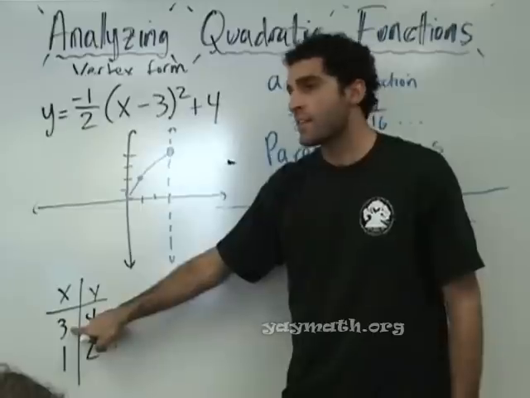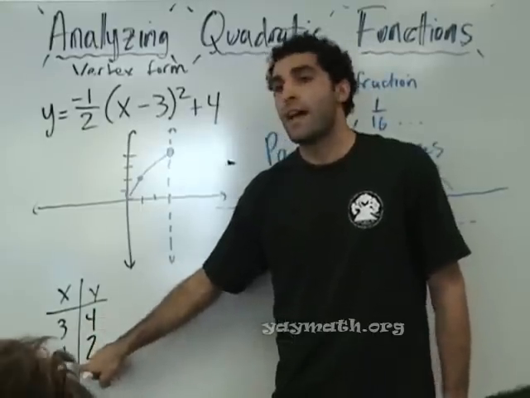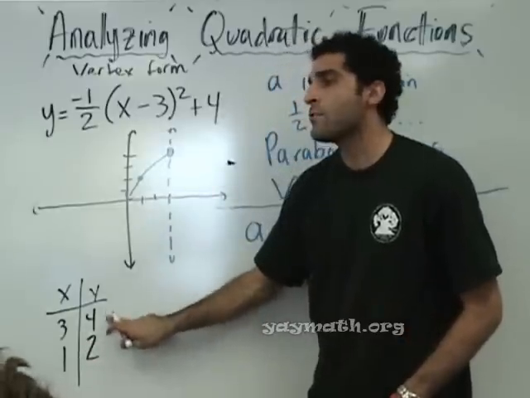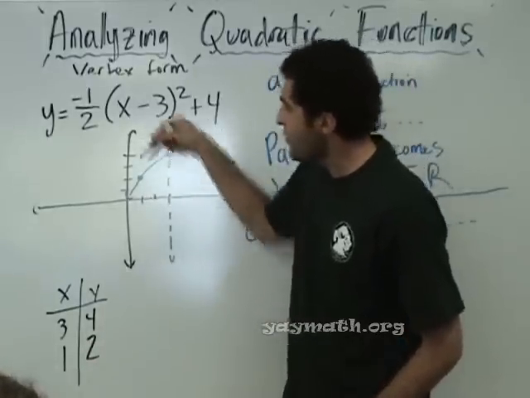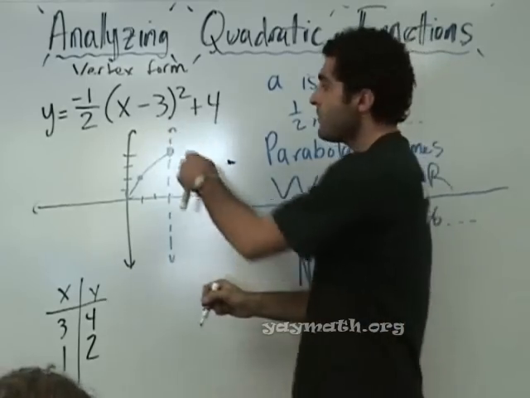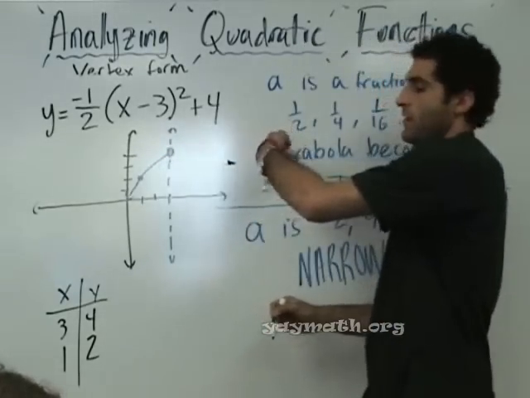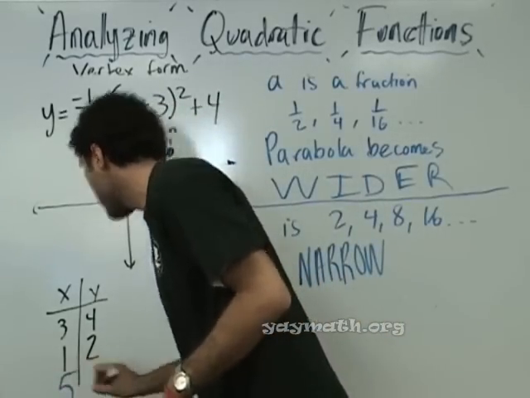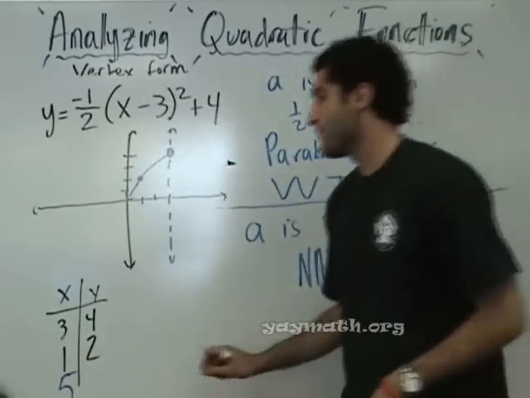To get from the vertex to this point, we went left 2 for x, and we went down 2 for y. So if we went 2 and 2, now let's go this way, right 2, and down 2. So 5, 2. How do you get 5?